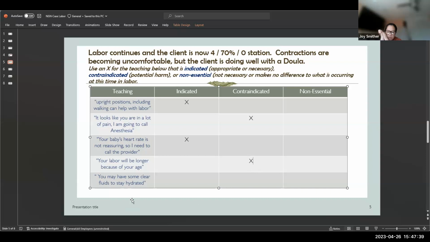And then the last one, you may have some clear fluids to stay hydrated. Indicated? It doesn't really matter. It's non-essential. We would have told her that early in the pregnancy. So that's kind of non-essential, okay? Because right now we're addressing her pain, okay?